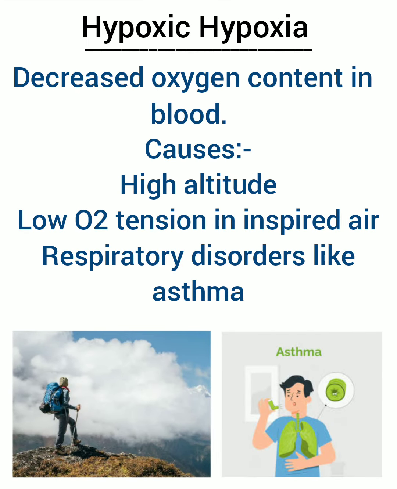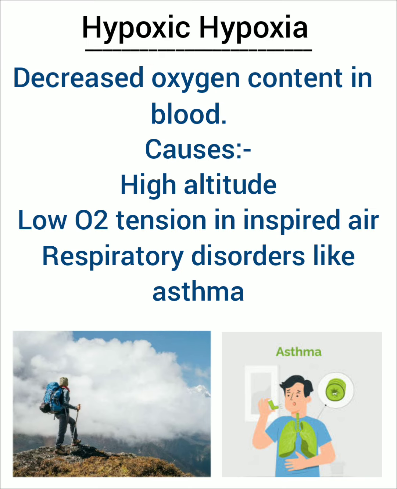The hypoxic hypoxia. The name itself indicates that there is a decreased oxygen content. So, in hypoxic hypoxia, there is a reduced oxygen content in the blood. It happens when the atmosphere surrounding us doesn't provide enough oxygen due to the low oxygen tension, when we move to a high altitude where the oxygen content is less. Pathologically, it happens in asthma or some respiratory disorders.